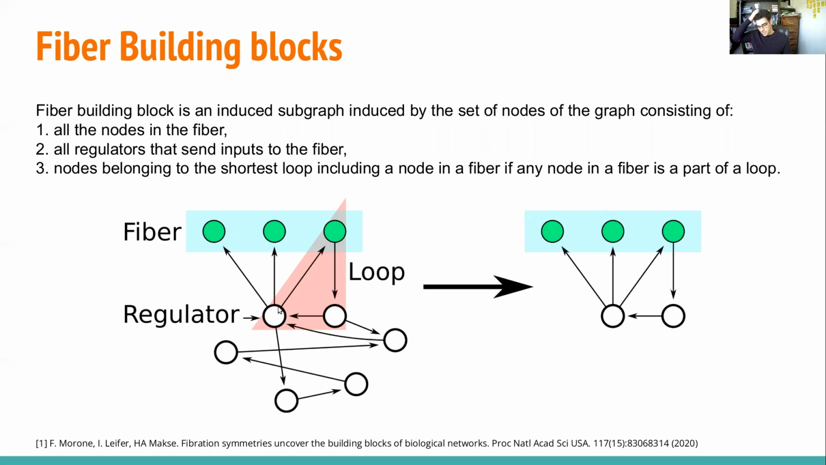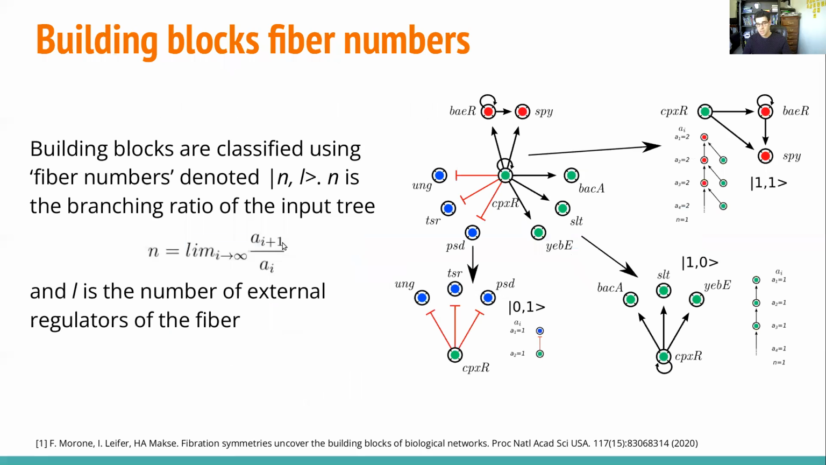So the idea behind this is that if we choose fiber building blocks in such a manner, we can study the dynamics of this building block separately from the dynamics of the rest of the network. So the dynamics of this fiber is only influenced by the dynamics of this closest part of it. And then the rest of the network we can study separately and then come back here. This is going to be clear later why this is important.